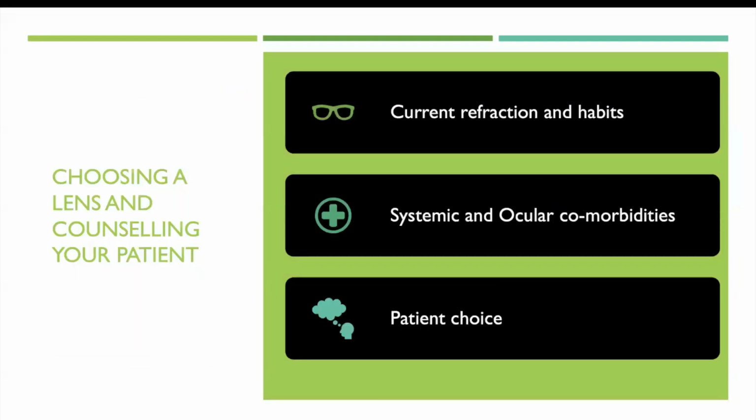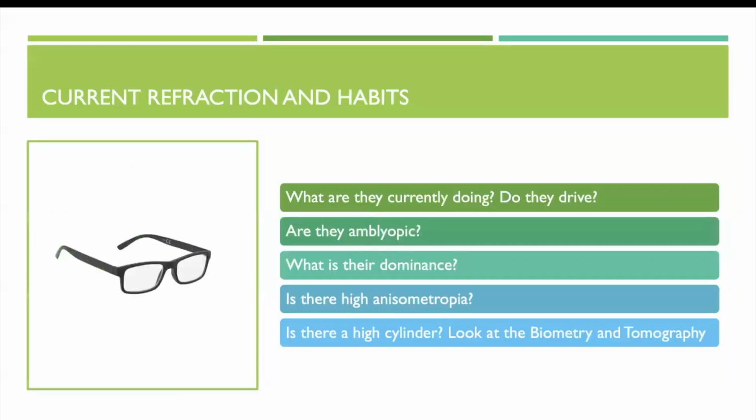So when it comes to choosing a lens and counseling your patient, you want to think about the current refraction and the habits of the patient, the systemic and the ocular comorbidities, and also what the actual patient's choice is. And we'll go through those in detail. So when it comes to the current refraction and the habits of your patient, what are they currently doing? How are they wearing their glasses?